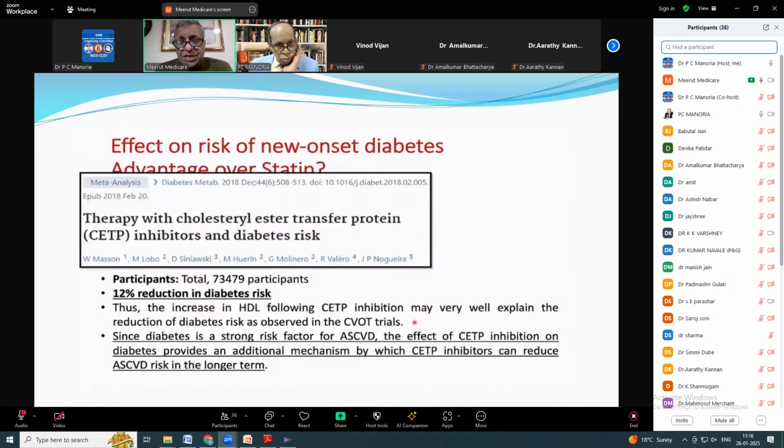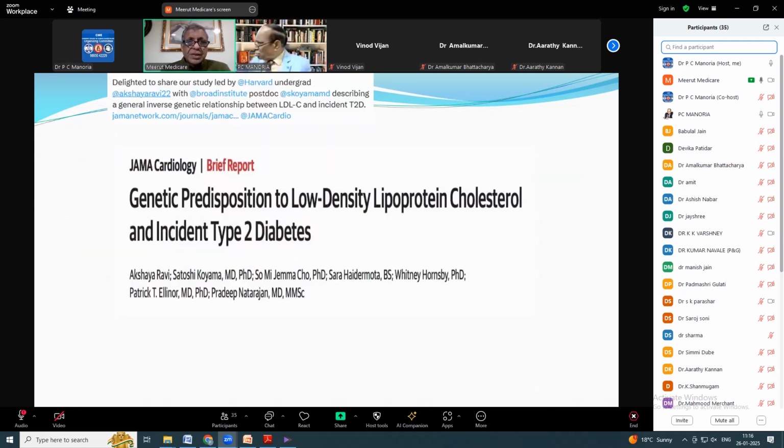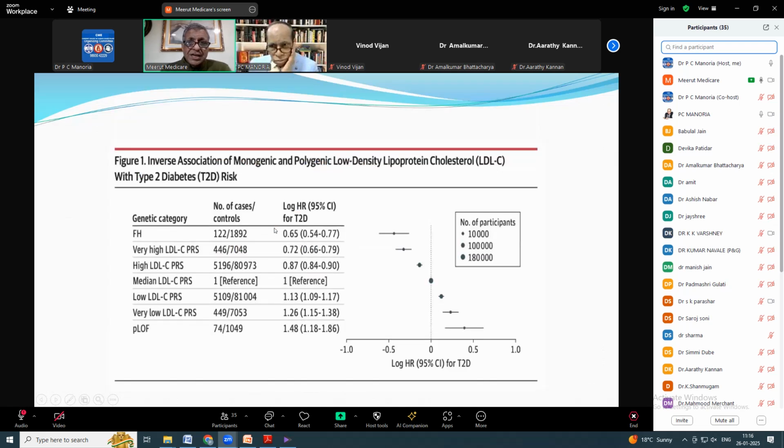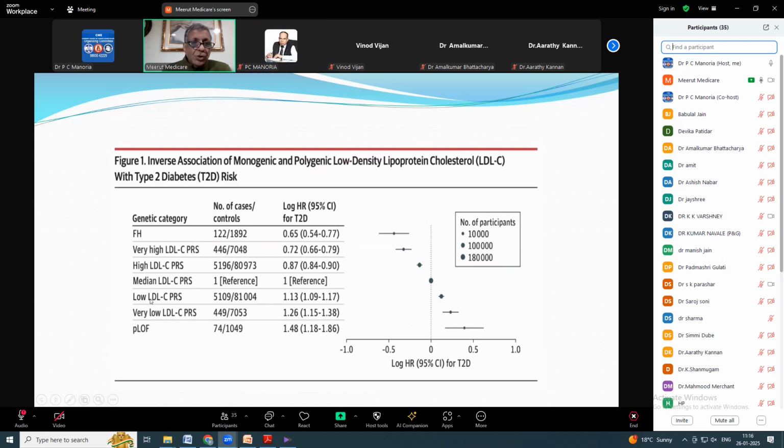As I showed you, the consistency in diabetes reduction is very, very important, because we know the high intensity statin is diabetogenic. You know that there is a higher incidence of diabetes in FH. If you have loss of function of this, then you have low diabetes, low LDL-C and pooled risk score. This is genetic risk score. If both are low, then the incidence of diabetes is low. So high levels of LDL in a way are diabetogenic, while this drug reverses the trend.